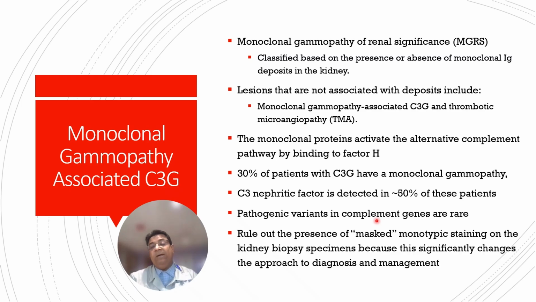Genetic inherited abnormalities are quite rare. One should rule out the presence of masked monotypic staining, which means that if you do specialized staining at specialized pathology centers, you may unmask the monotypic staining and treatment slightly changes.